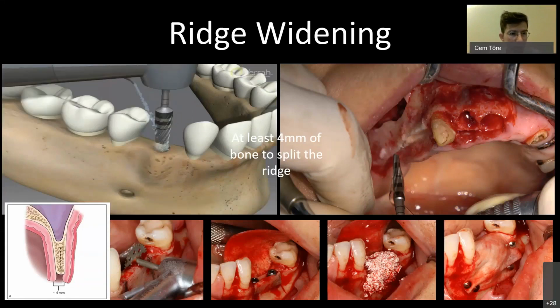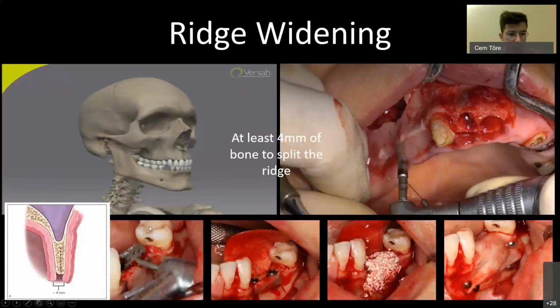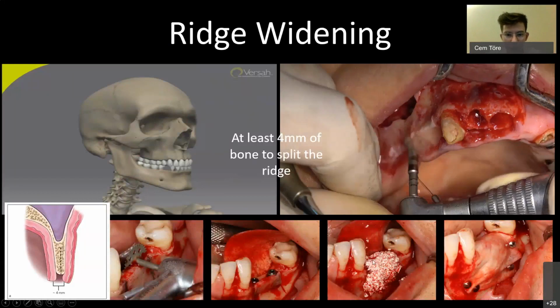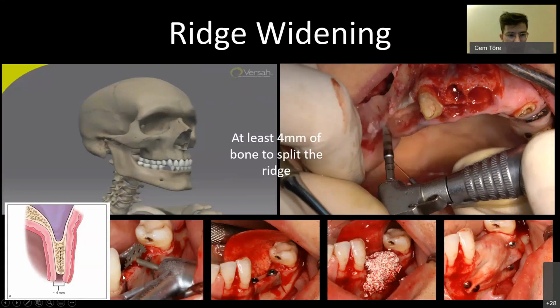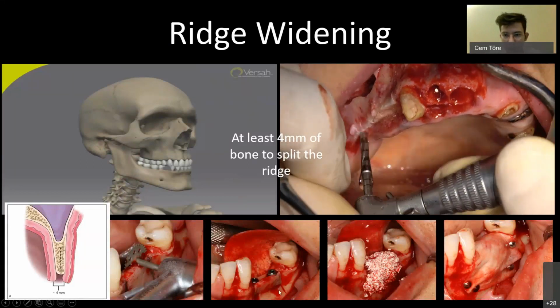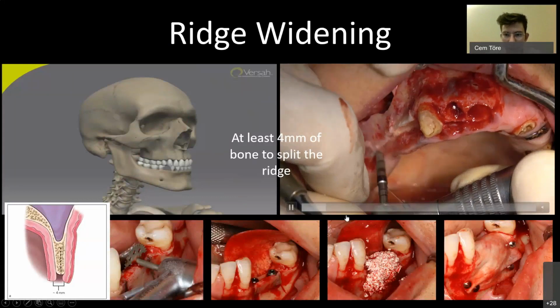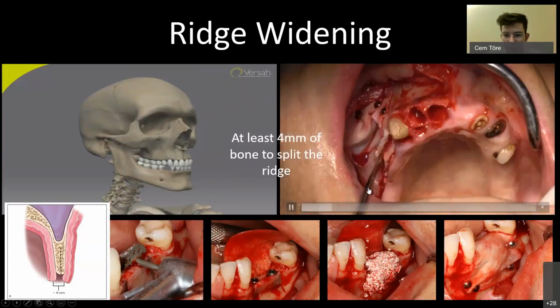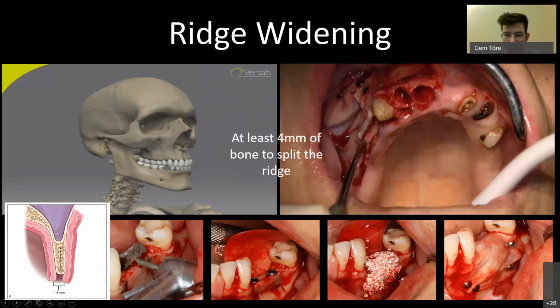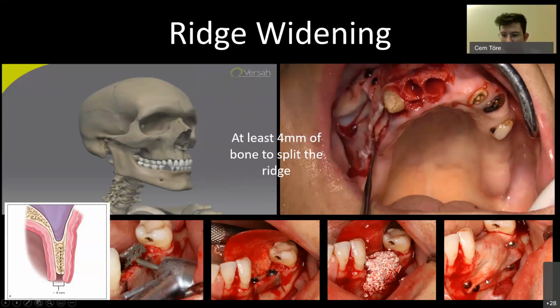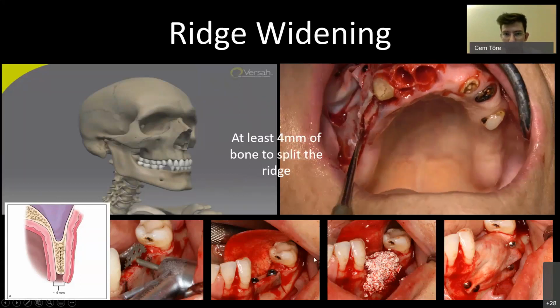Ridge expansion. If you're going to split the ridge surgically, as we know, we need at least 4 millimeters to make a sandwich. 2 millimeters one side, 2 millimeters on the other side. Here we are seeing it on a case, also on the photos here. We are creating a section with a microsaw, splitting the ridge, placing the osteotomies with the Versah first again, and then placing implants, grafting the midsection, grafting the buccal and palatal, and then covering it with a collagen membrane.